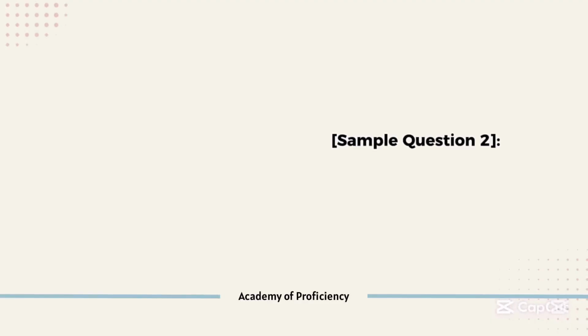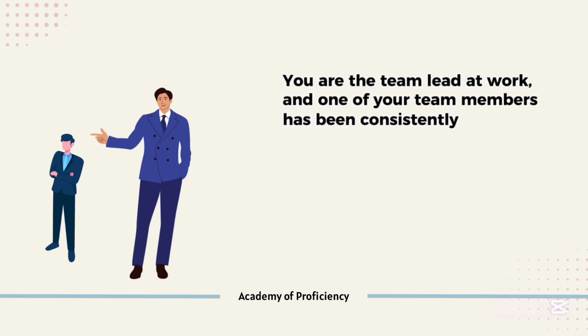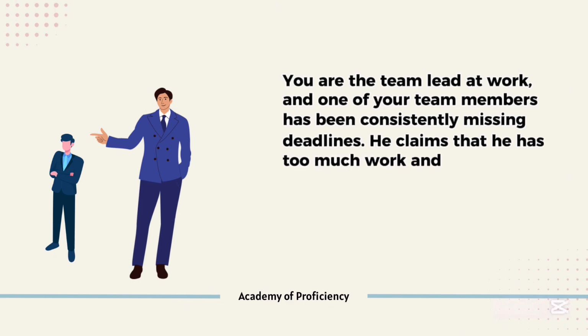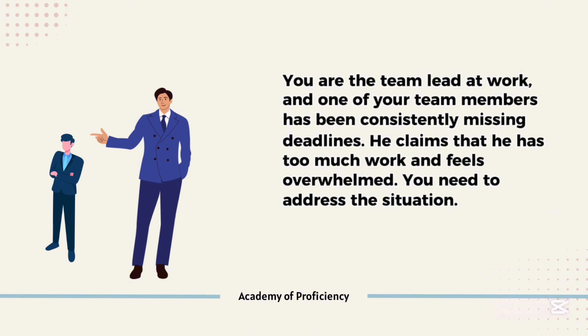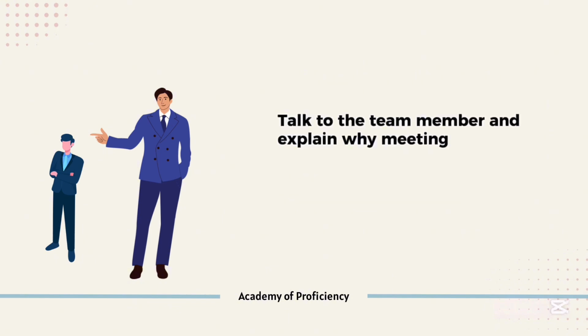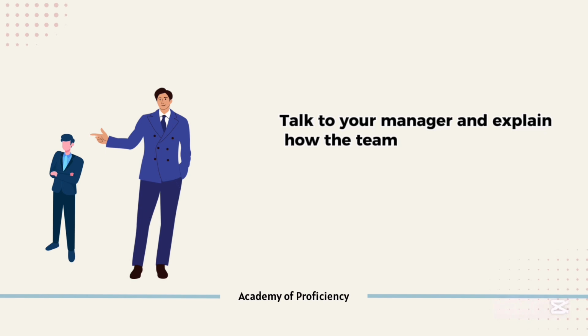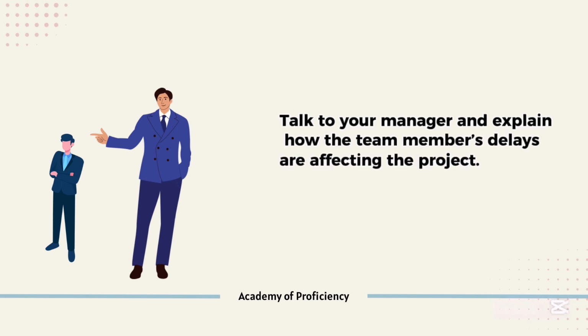Sample question 2. You are the team lead at work, and one of your team members has been consistently missing deadlines. He claims that he has too much work and feels overwhelmed. You need to address the situation. Option 1. Talk to the team member and explain why meeting deadlines is essential. Option 2. Talk to your manager and explain how the team member's delays are affecting the project.